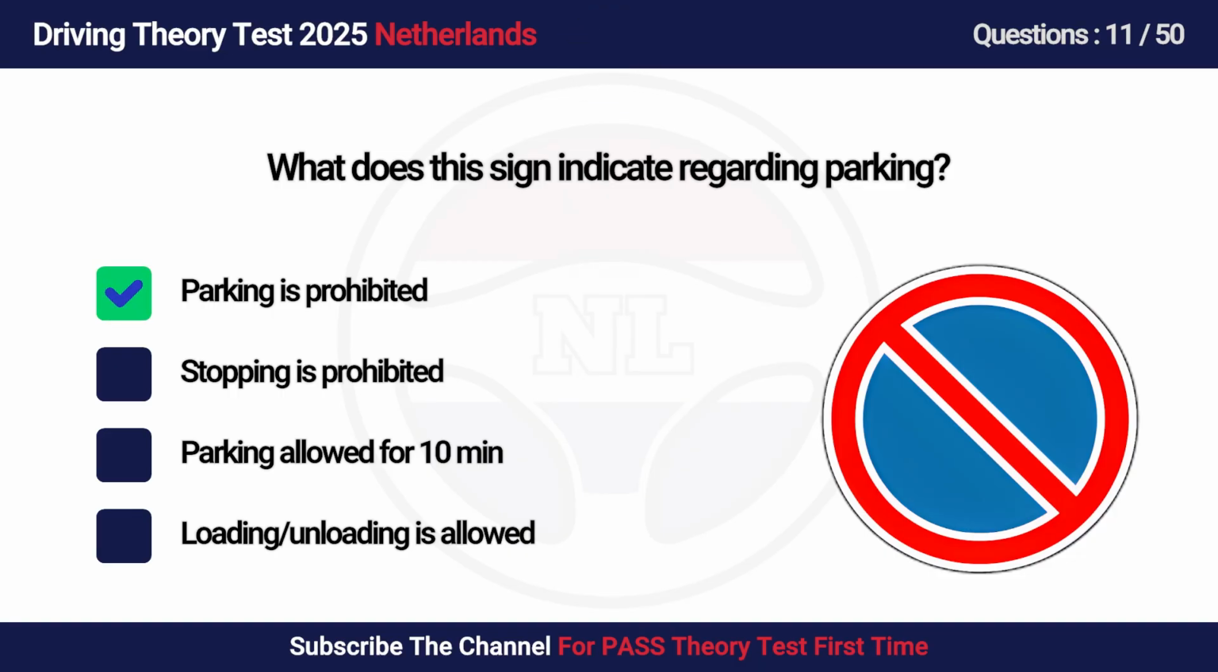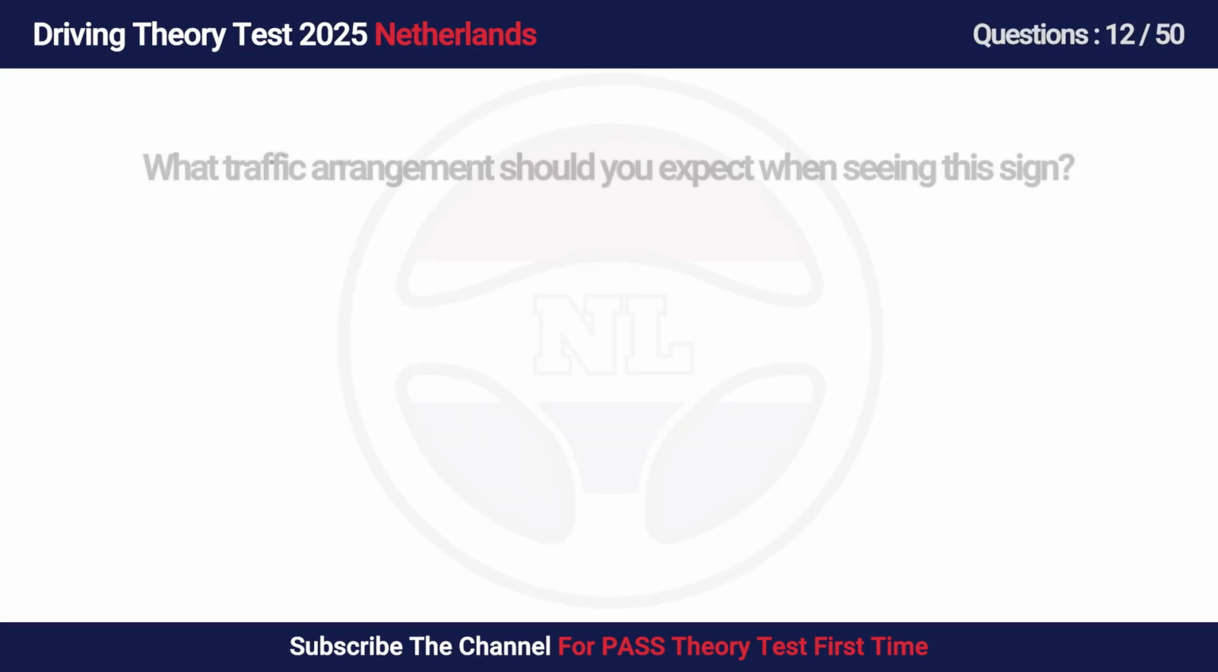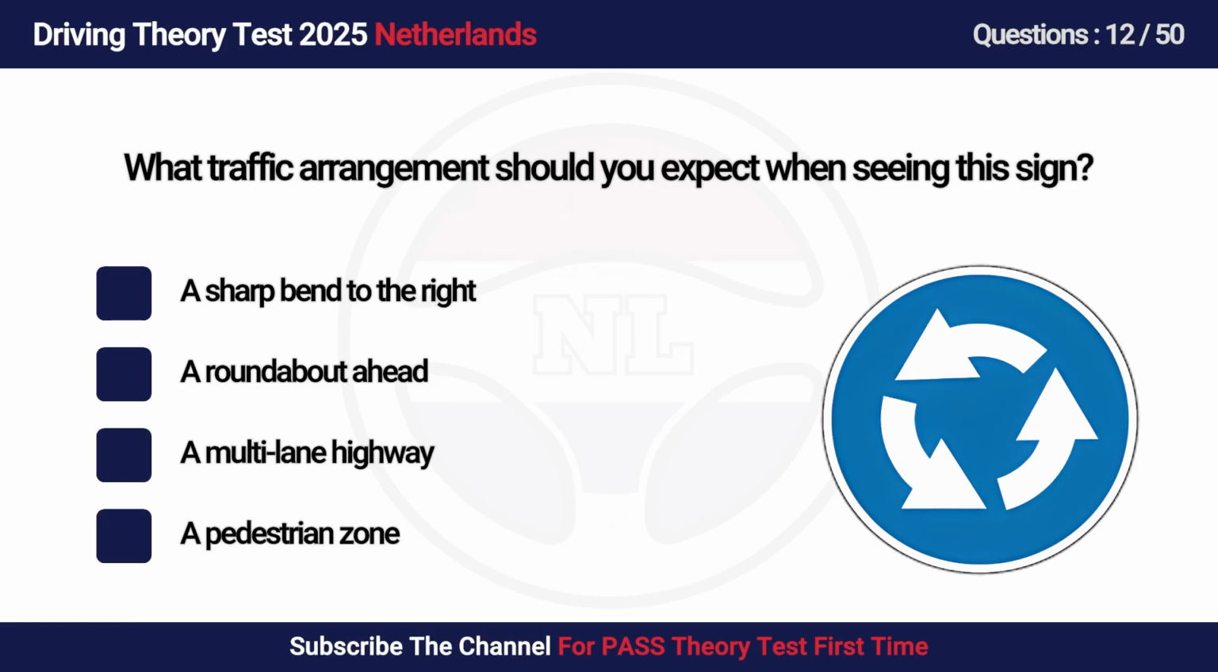Answer is A. Parking is prohibited. The no parking sign, red circle with 1 diagonal line, prohibits parking, but brief stopping for immediate loading or picking up passengers is generally allowed, provided you do not obstruct traffic. Question 12. What traffic arrangement should you expect when seeing this sign?